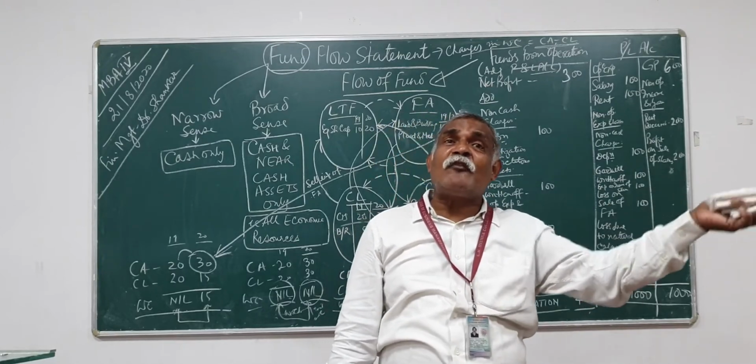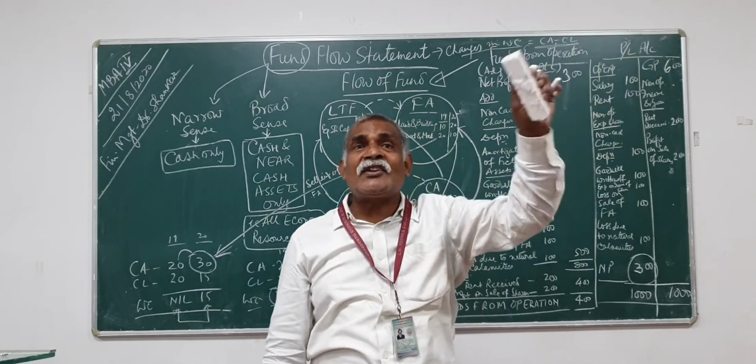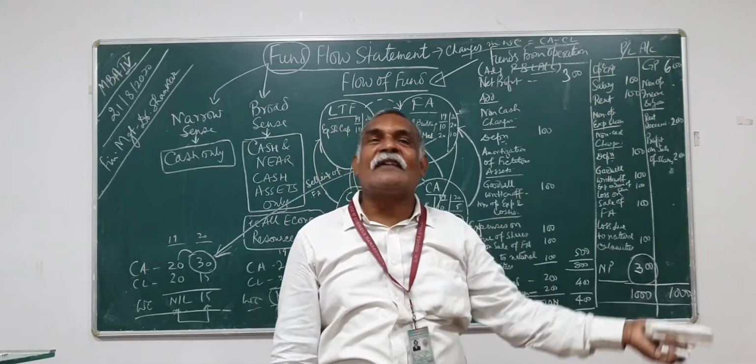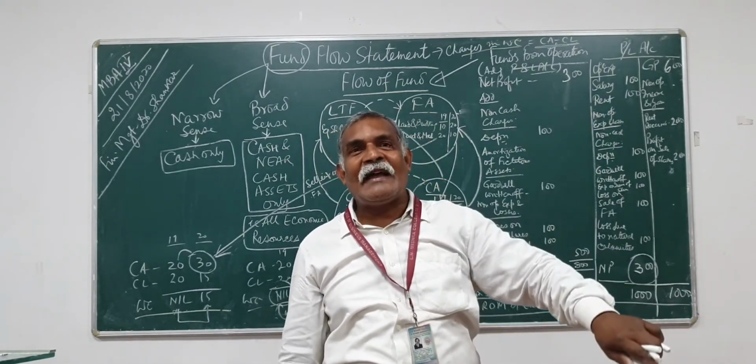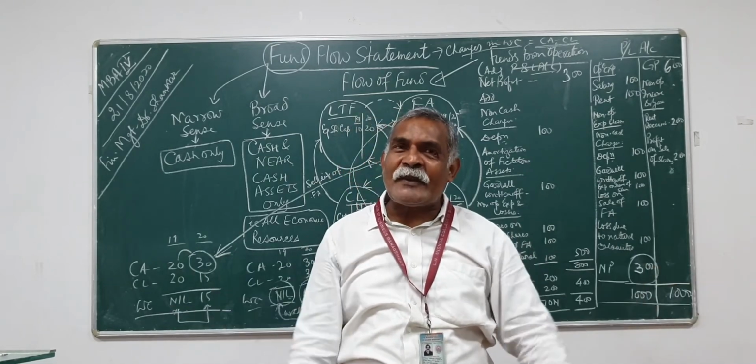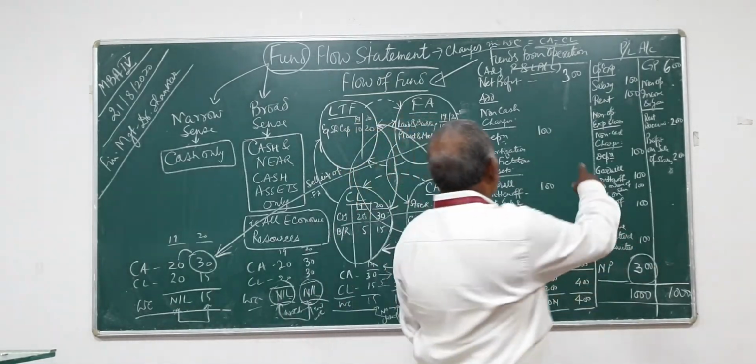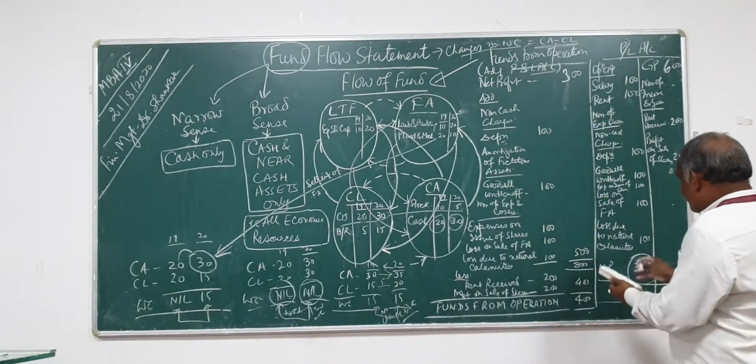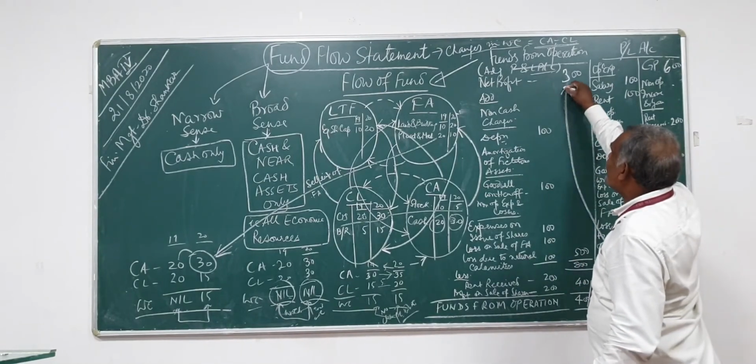जिसके कारण हमारा नेट प्रॉफिट बढ़ रहा है उसको डिडक्ट कर देना है, जिसके कारण नेट प्रॉफिट घट रहा है उसको हमको ऐड कर देना है, और तब जो अमाउंट मिलेगा वो हमारा फंड फ्रॉम ऑपरेशन मिलेगा. वेरी इजी. सो यहां देखो, हियर नेट प्रॉफिट इज 300. First of all, we consider net profit is 300.